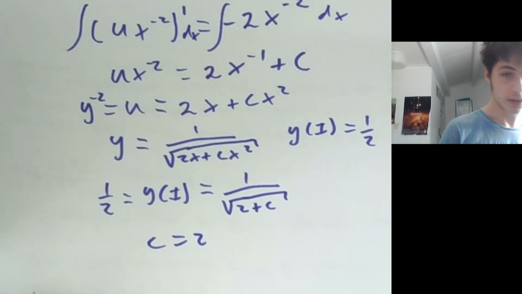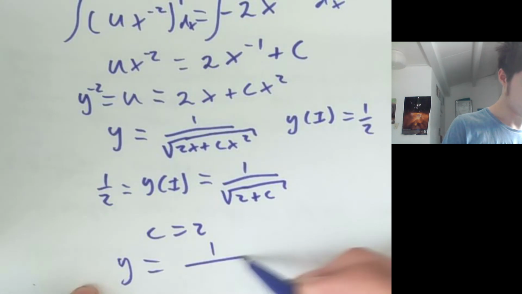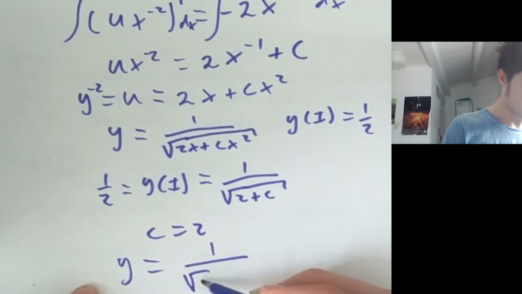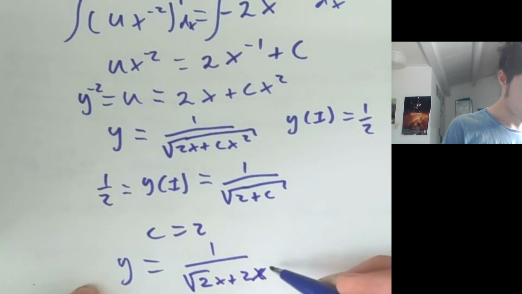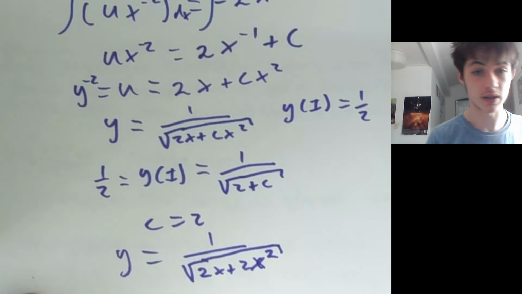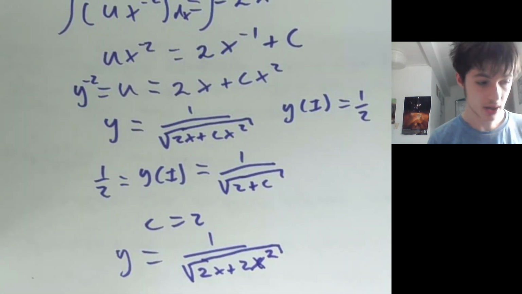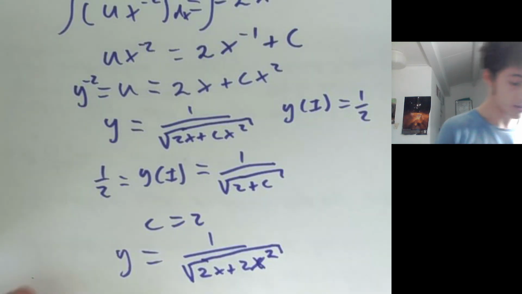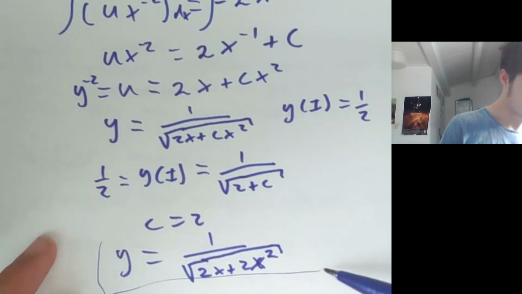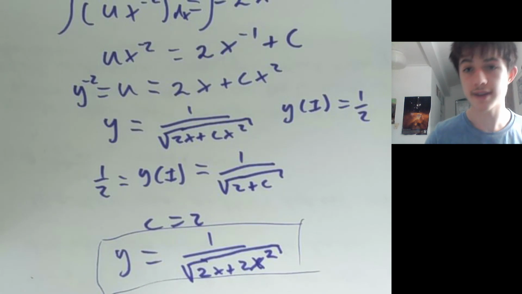So all in all, we find that our function y was equal to 1 over the square root of 2x plus 2 x squared. And of course you can check this function in the differential equation, and you'll see that it is true. So we're not going to do it right here. You can do it for yourself. It's a nice exercise.